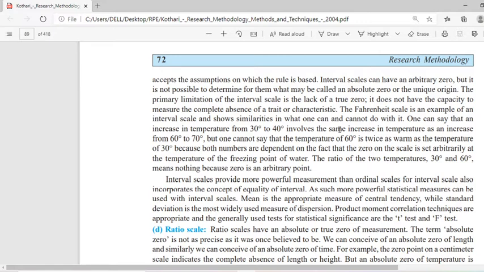These are called scale variables. Interval scale provides more meaningful measurement than ordinal scale. Interval scale also incorporates the concept of equality of interval. So we can apply several statistical tests on interval scale data. Another example is marks in statistics or marks in mathematics. That is also interval data. That is continuous data.